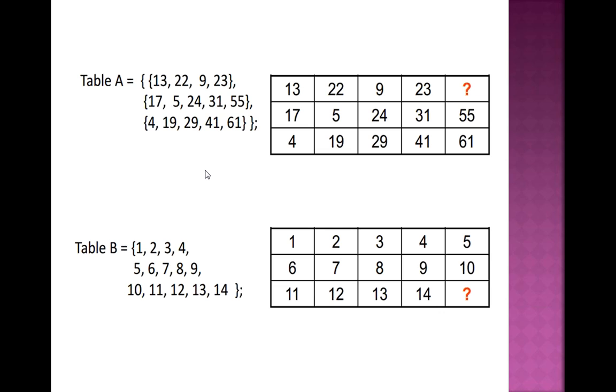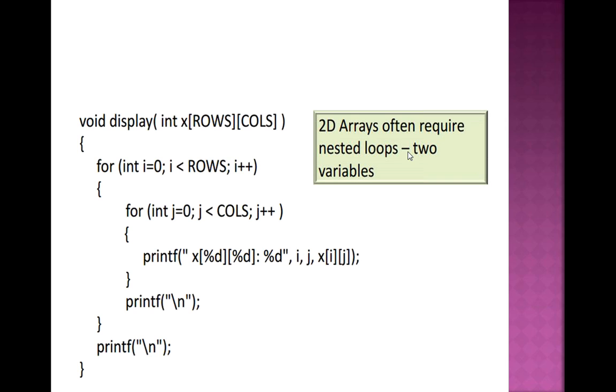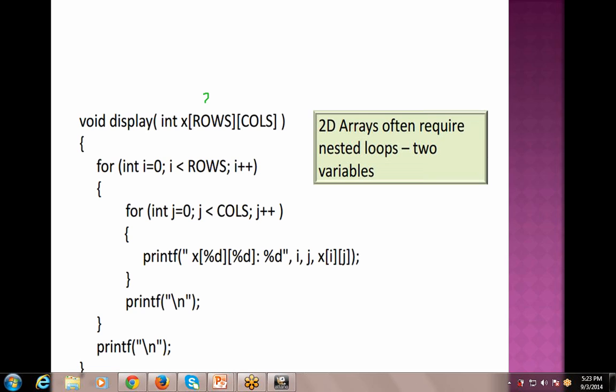Suppose I am giving 3 rows and 4 columns. This is an example. Suppose I am taking 2 rows and 3 columns. So rows go from 0, 1, and columns go from 0, 1 and 2.